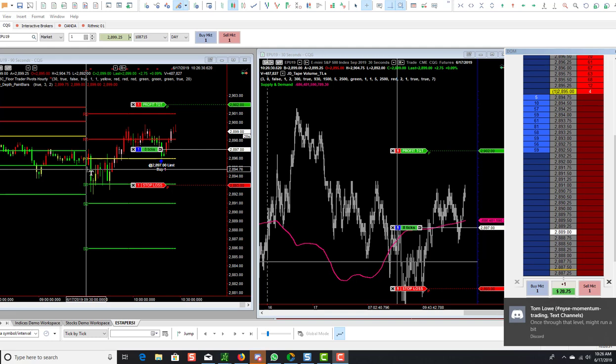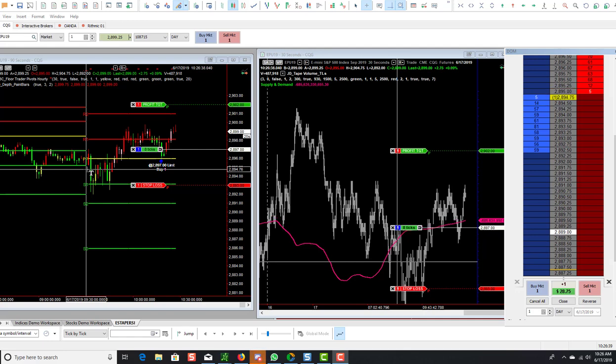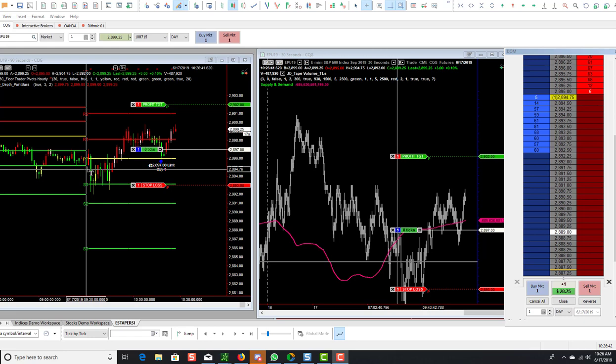And it's really going to depend on your risk tolerance. But I don't like a whole lot of risk. It's just because I like small, consistent profits over big losses and big gains. So that's what I like to do.